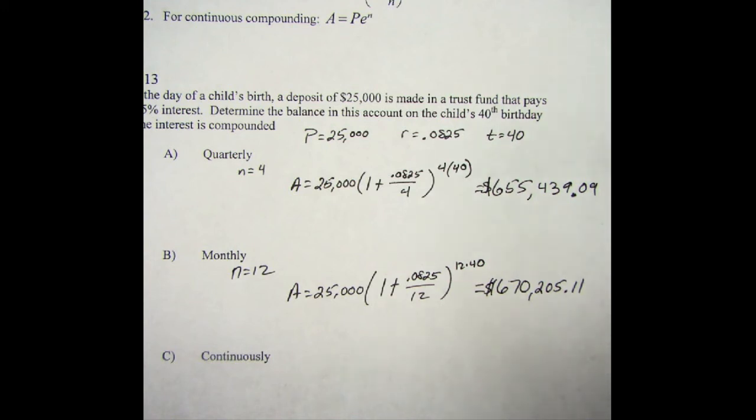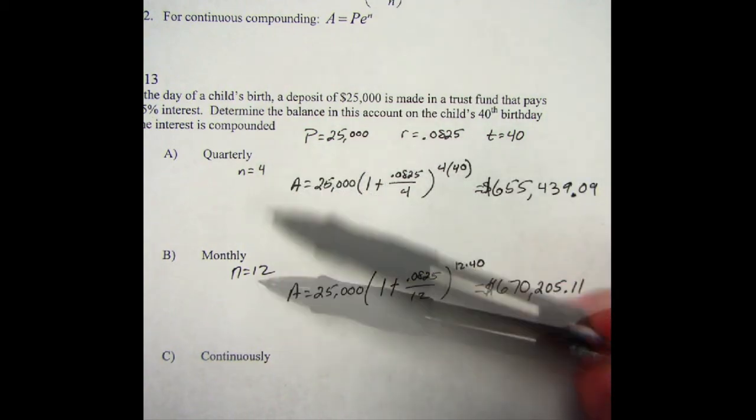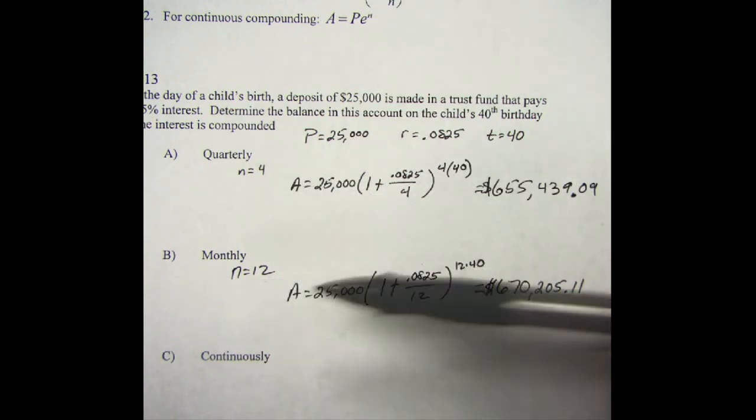Okay, so it's a little bit more. Okay, it's a lot more to me. I mean, 15,000, that's quite a bit of money. And the only difference is, instead of compounding it quarterly, every 3 months, you're going to compound it every month.